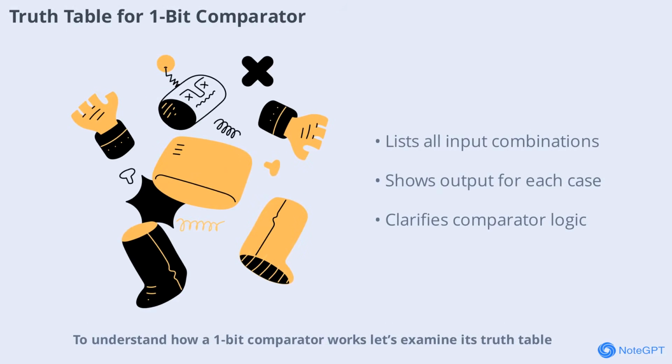Let's understand how a one-bit comparator works. Let's examine its truth table. The table lists all possible combinations of inputs A and B and the corresponding outputs. For example, if A is 1 and B is 0, the output indicates that A is greater than B. If both are 1 or both are 0, the output shows they are equal. This logical structure makes it easy to see how the comparator determines relationships between inputs.